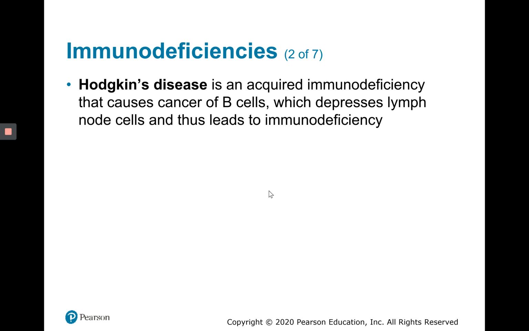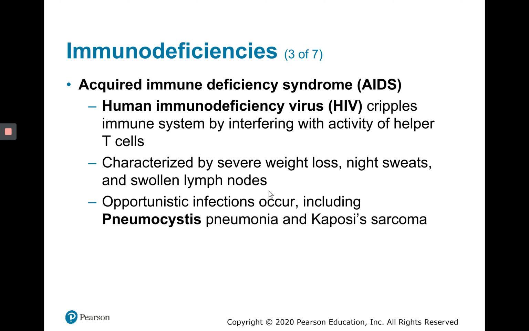There's also Hodgkin's disease, which is an acquired immunodeficiency that causes cancer of B cells. So Hodgkin's disease, sometimes called Hodgkin's lymphoma, is essentially a cancer of B cells which depresses the lymph node cells and thus leads to the immunodeficiency or lack of active B cells.